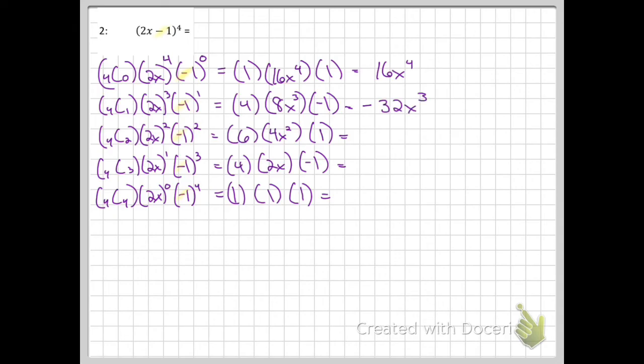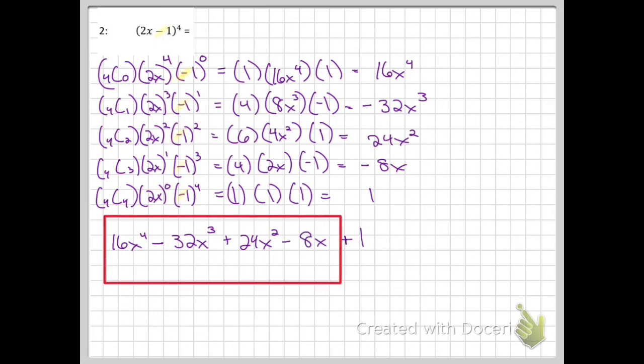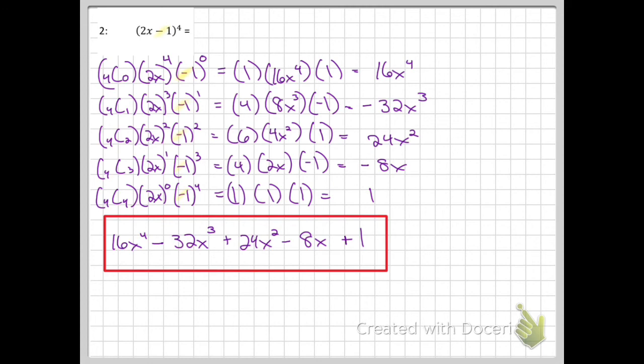32x cubed, positive, right, because there's no negative sign, 24x squared, negative 8x, positive 1. So our answer is 16x to the 4th minus 32x cubed plus, since there's no negative sign, 24x squared minus 8x plus 1. Expanded form, this is our binomial expanded, and we didn't have to do any area diagrams.